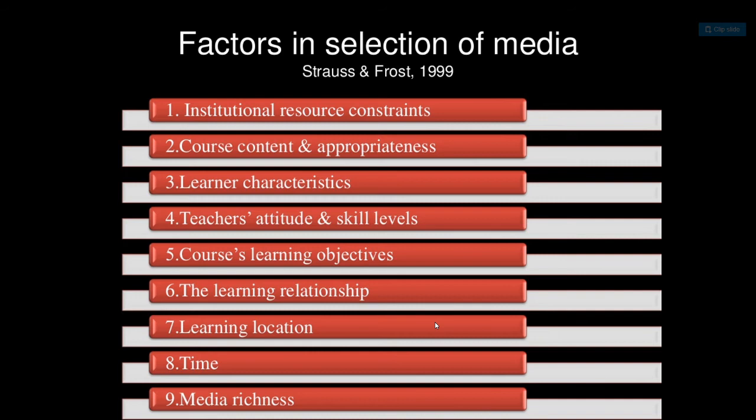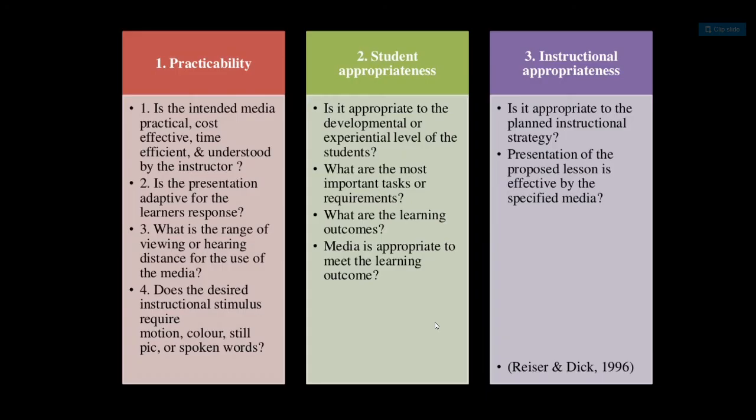Institutional resource constraints. Institutions provide classrooms and the exact devices for us to use this media. Course content and appropriateness, then learner characteristics, teacher's attitude and skill level, the course's learning objectives, the learning relationship, learning location, time, and media richness.